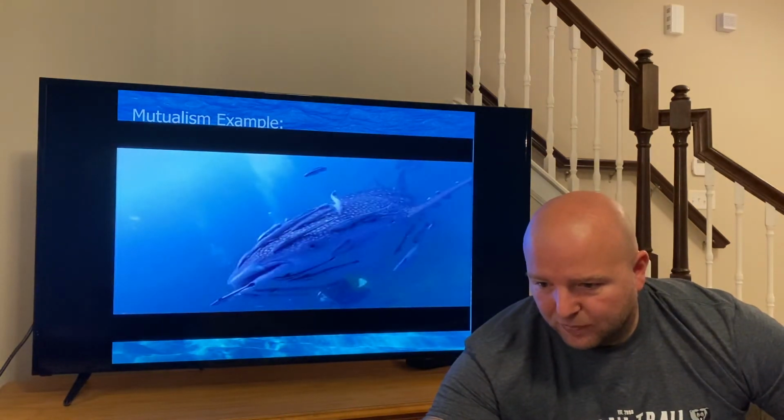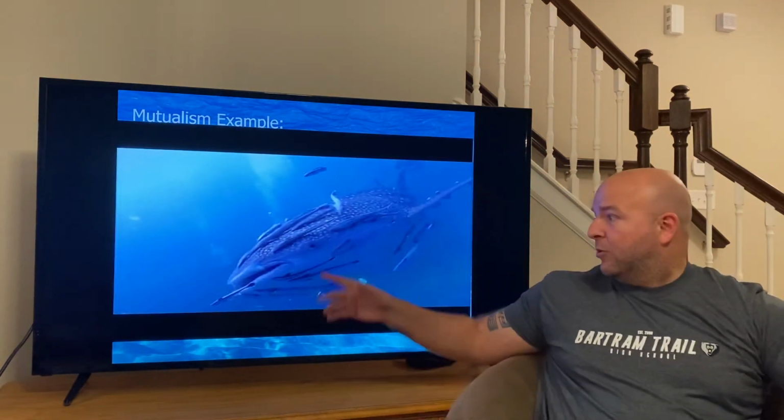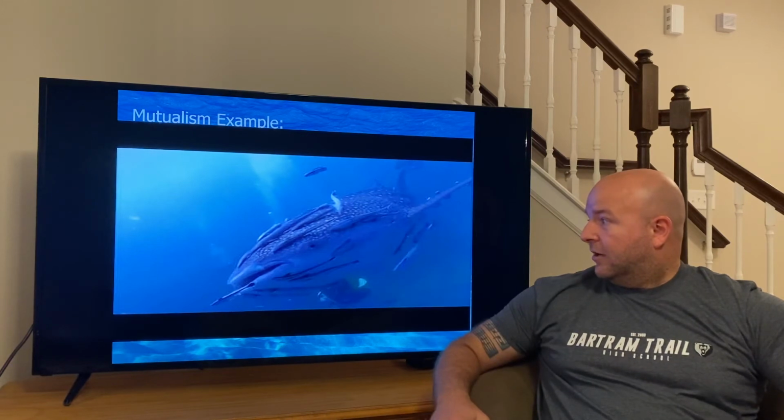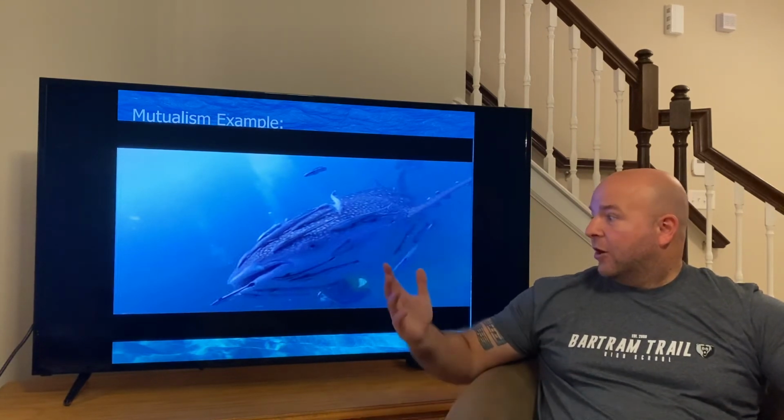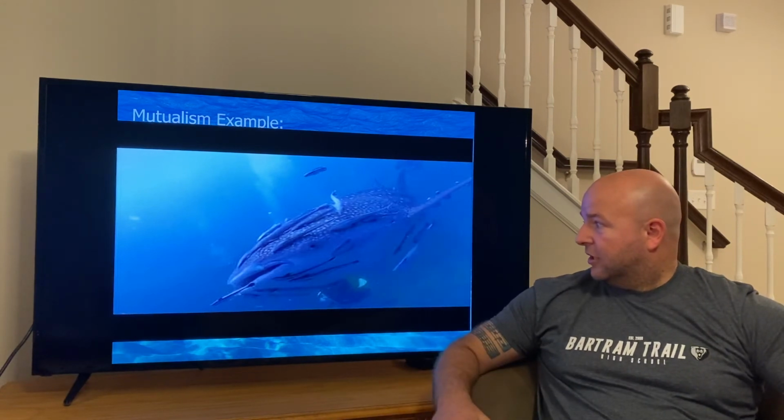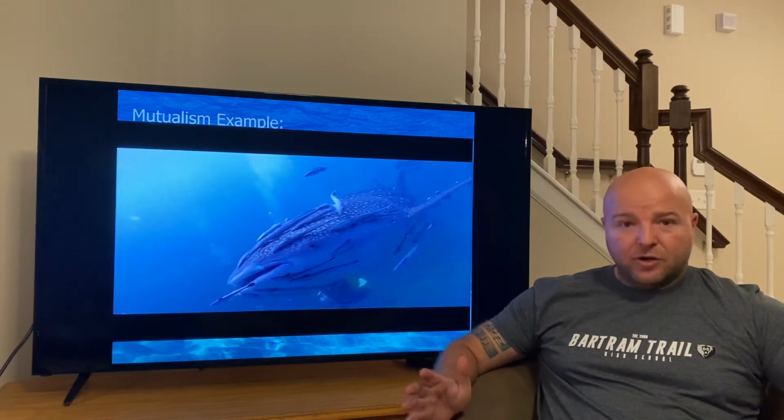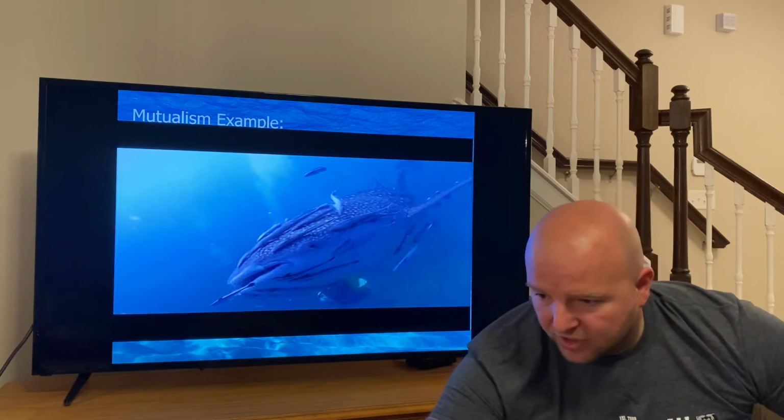Here's an example of mutualism. We've got our remora here, and they are cleaning off our whale shark here. Both are benefiting from this relationship.